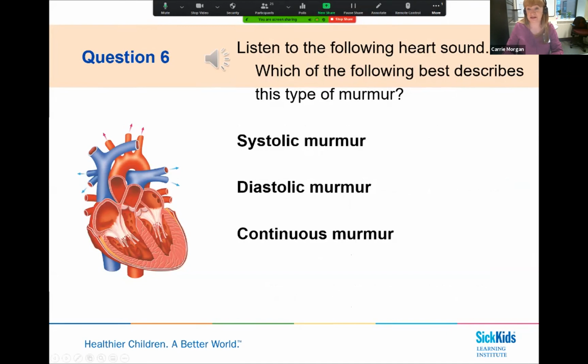Now we have another heart sound here for you. This time it's not a tachycardic heart rate, it's slowed down to adult rates. So you can use rhythm to help you figure out, in this case, what type of murmur this is. Okay, so we're going to play you a heart sound. And which of the following best describes this type of murmur?